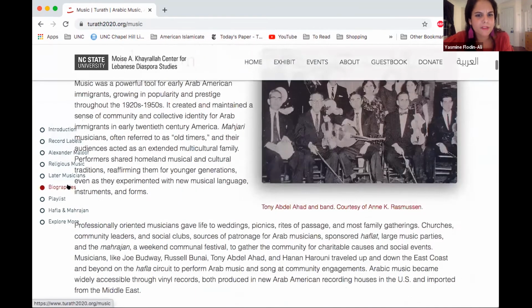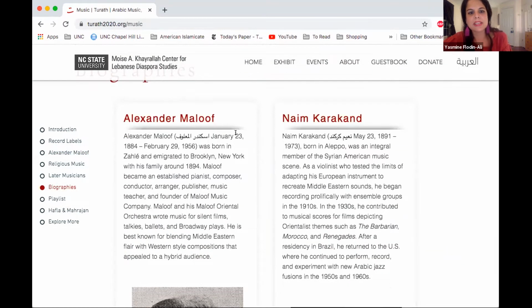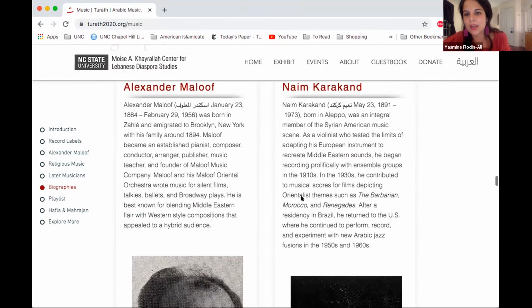And if we go to biographies, it's the meat of what we'll be looking at for this day. You have some specific summaries of particular musicians. So let's start with this one, Alexander Malouf. We have a little bit of information about him. He was an established pianist, a composer, a conductor. He wrote music for silent films. He's best known for blending Middle Eastern flair with Western style.